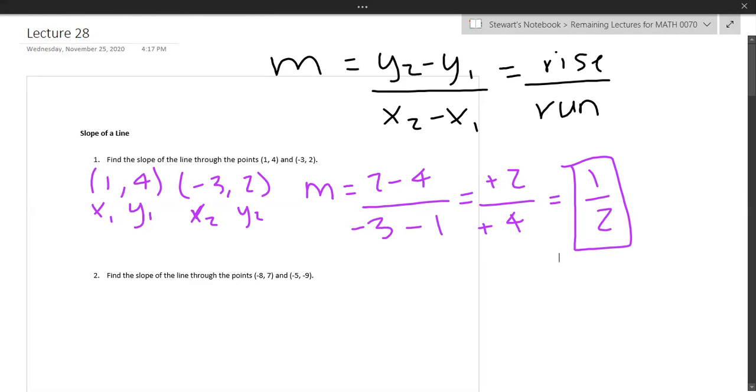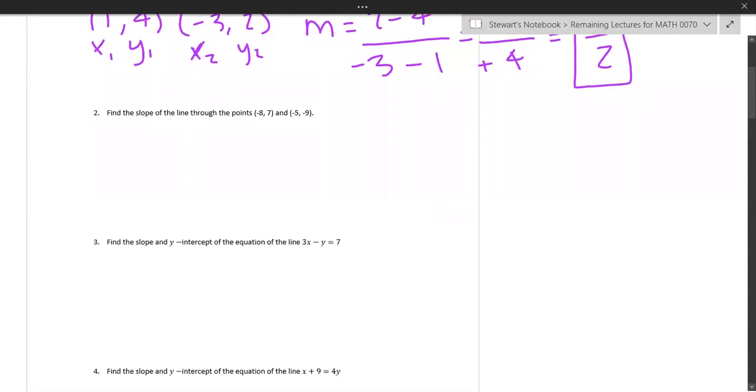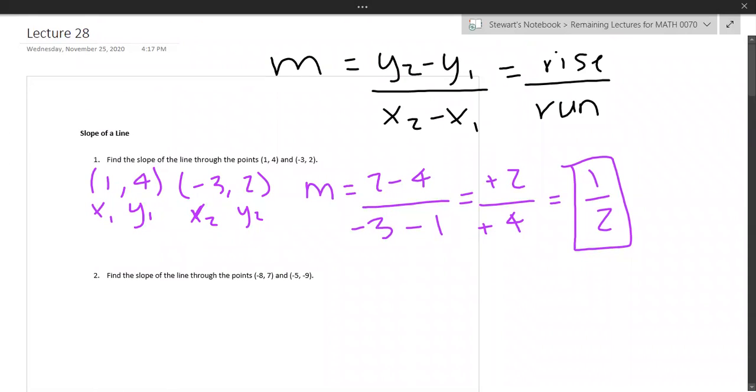The line that passes through those 2 points has a slope of 1/2, which means that between each point on the line, you go up 1 and over to the right 2. The rise is 1, and then you go over 2.